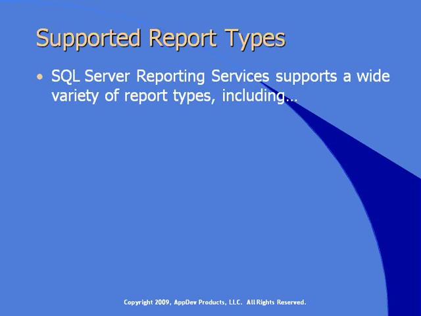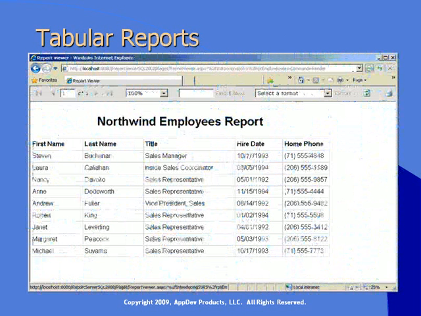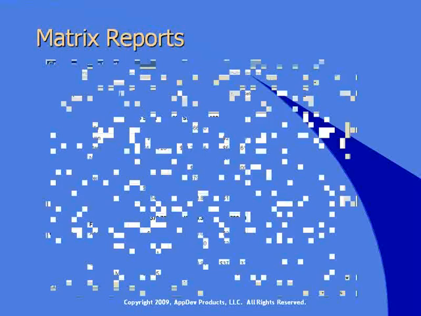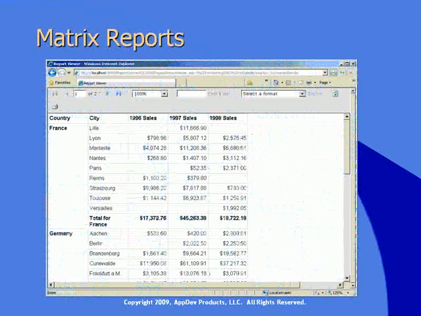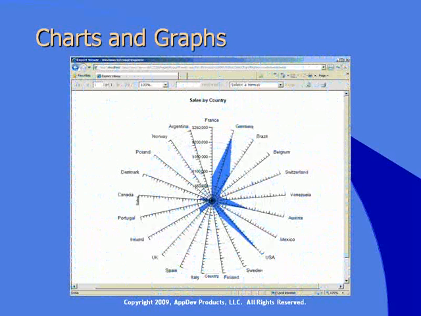Reporting Services supports a wide variety of report types, including Tabular Reports. This is the standard banded report writer that many people associate when they think of reports. But Reporting Services goes far beyond tabular reports. You can also create matrix reports. These are also known sometimes as crosstab reports or pivot reports, a great way for summarizing and compressing information. Reporting Services also supports charts and graphs, as illustrated by this polar chart.